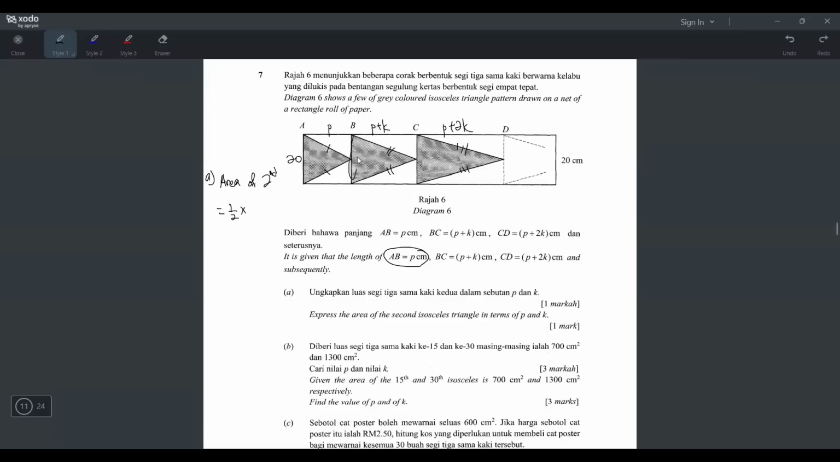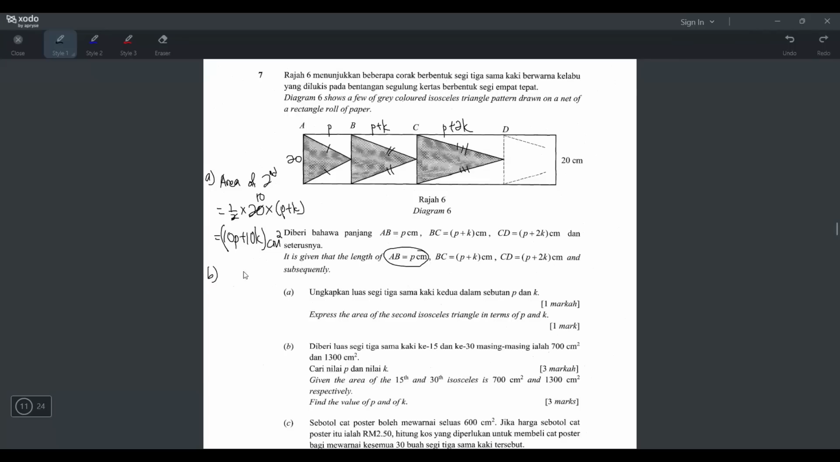I will make this the base. The base will be this length here, which is 20. And then the height must be the vertical height, or you can say the 90 degree height, which is P plus K. So just substitute. 20 and 2 can cancel. 20 divided by 2 is 10, and then 10 times P plus K, which is 10P plus 10K. And the unit for this is cm square, because everything is in cm, so the area we calculate is in cm square. This is the answer for A.